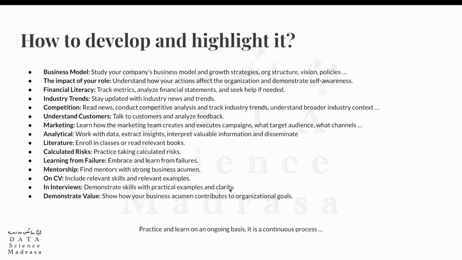Use the STAR method there, so always explain the situation briefly. What task was at hand, what actions did you take, and what was the result? Keep it succinct, clear, to the point. And finally, demonstrate this value. Show how the business acumen that you've developed contributes to organization goals, and you're on your way.